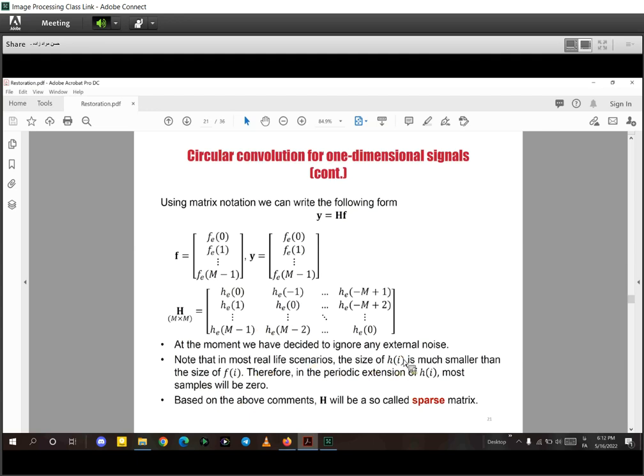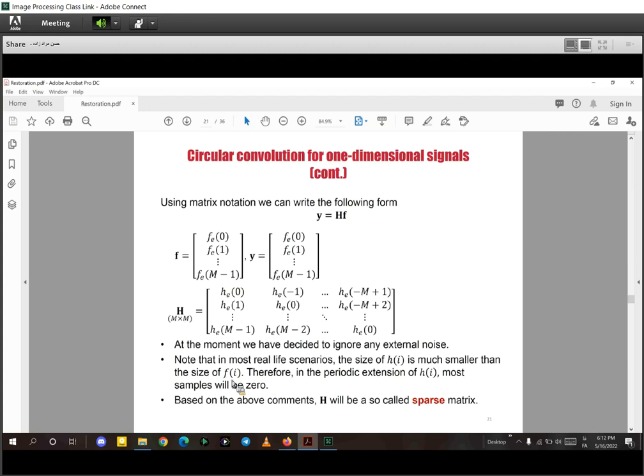I decided to ignore any external noise, for simplicity, considering only the effect of the h system, not the effect of noise. We said y is a synchronous convolution between h and f. Note that in most real-life scenarios, the size of h is much smaller than the size of f, because h is a system, not a signal, and it's a fixed system.